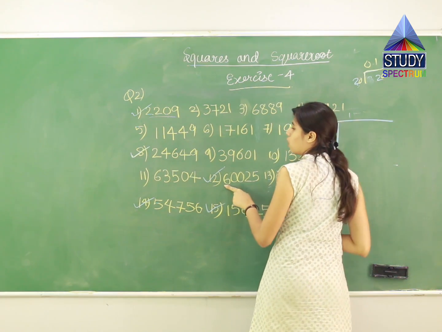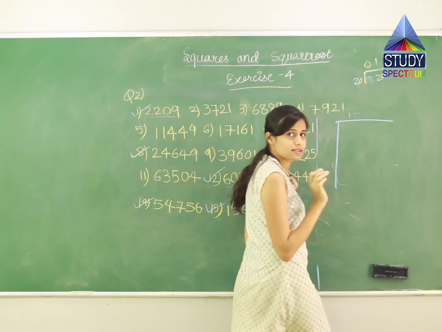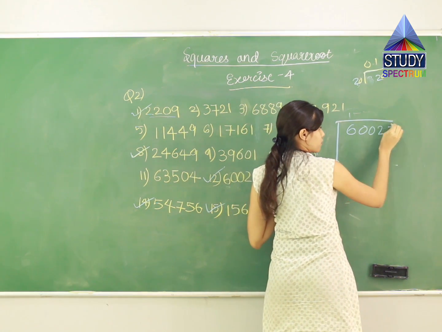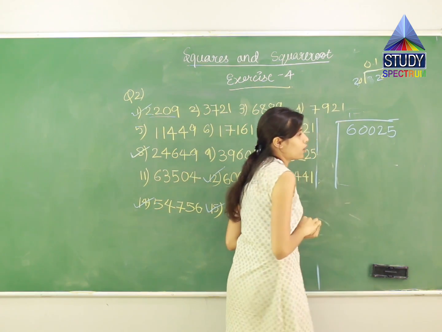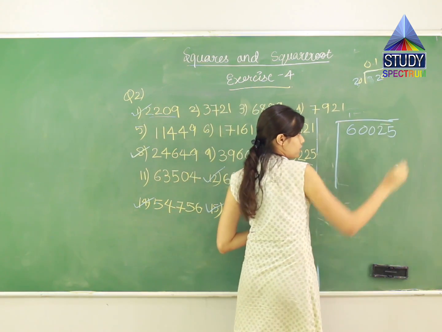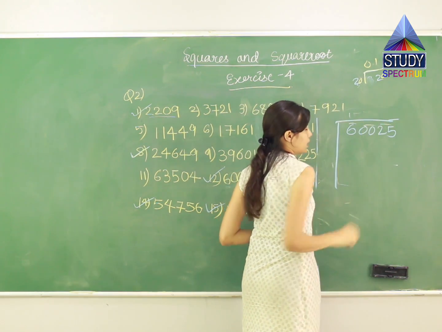In the 12th question, which square root do we have to find? It is 625. So let us write this number inside the bracket. Now what will we do? We will form pairs of 2 starting from the end. So 25 will form one group, 0, 0 will form one group, and 6 will remain alone.